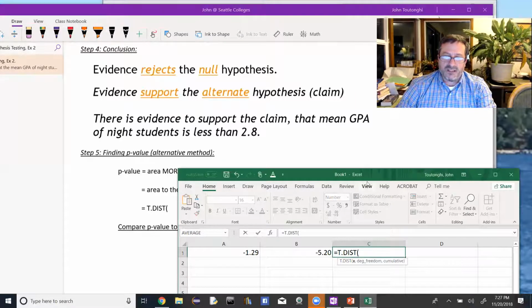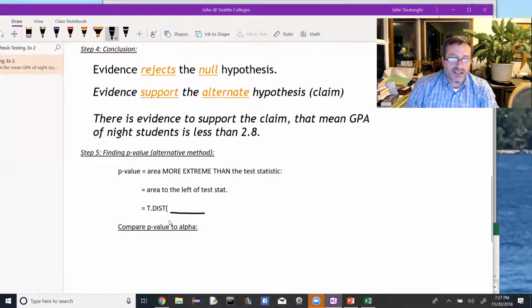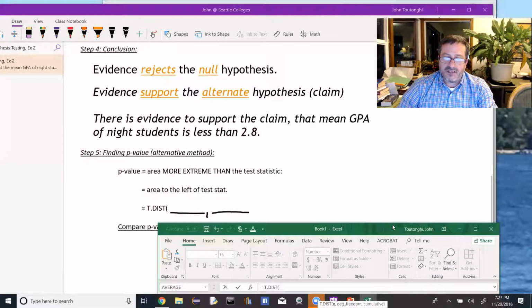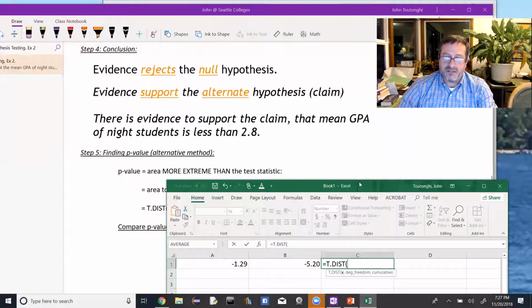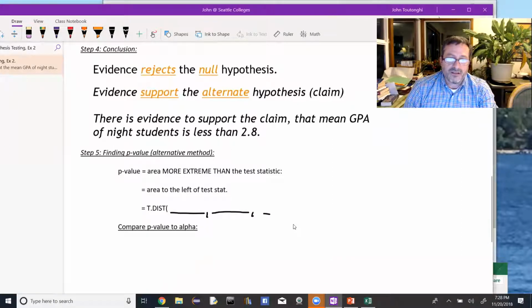It wants the value of x. I'm going to switch to my pen again. It wants x, that's my test statistic. And then it's going to want my standard deviation, I think, my degrees of freedom, and whether or not it's cumulative. Okay. Show you there what those are.